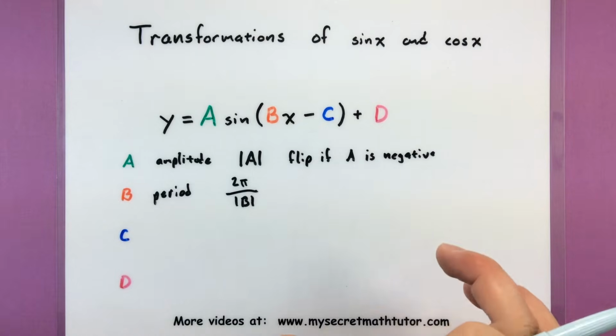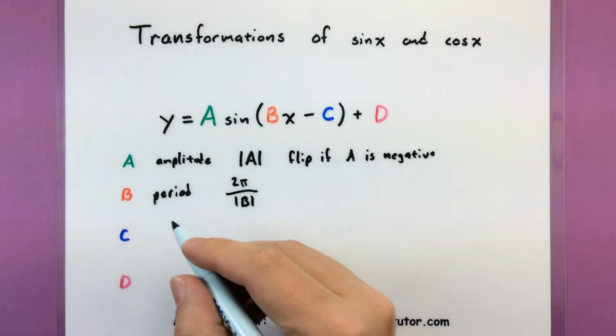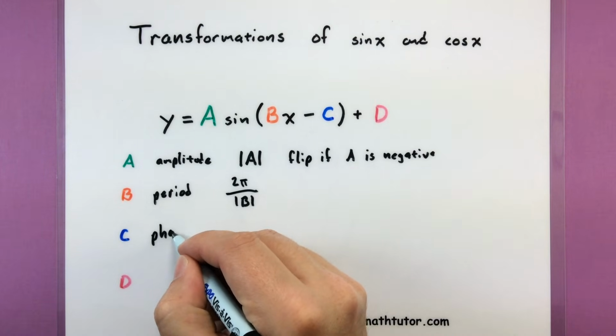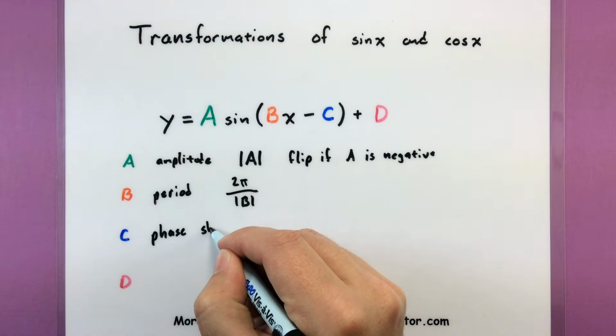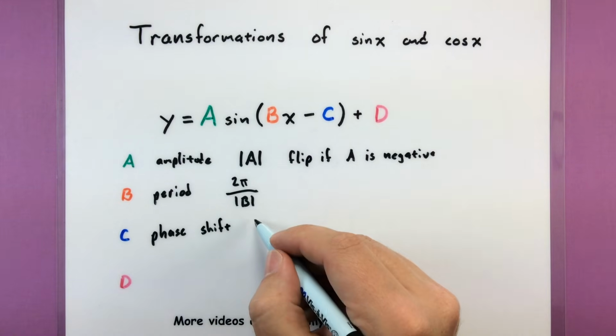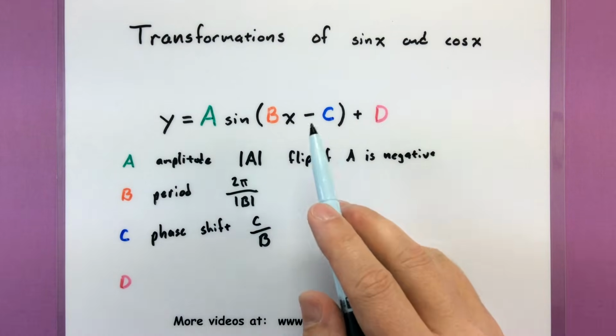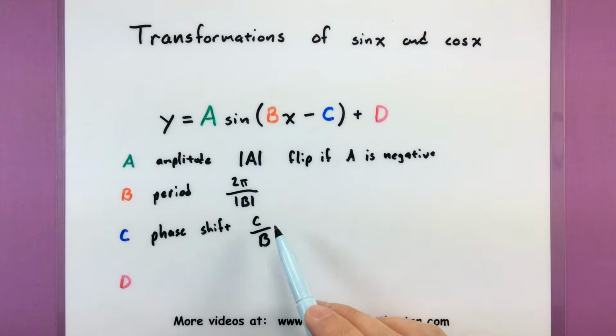C is going to tell us how far left or right the graph has been shifted, so this is what we call the phase shift. To find the phase shift, we want to take C and divide it by B. So we'll get most of our information from C, but really don't forget to take this one and divide it by B to see properly how far left or right it has gone.